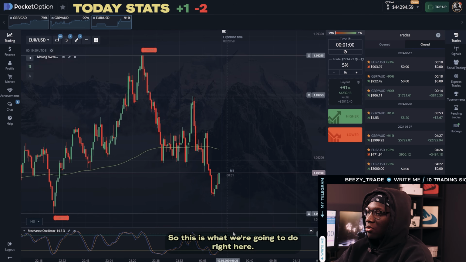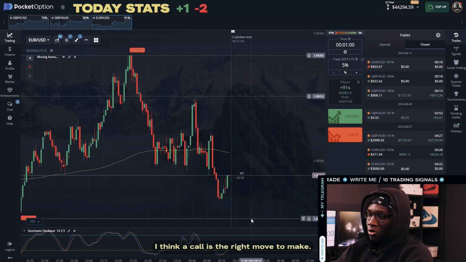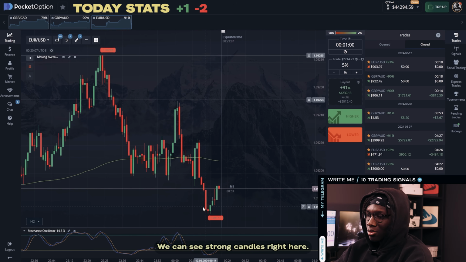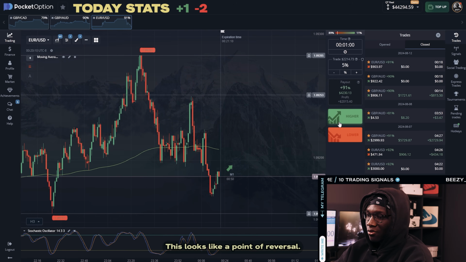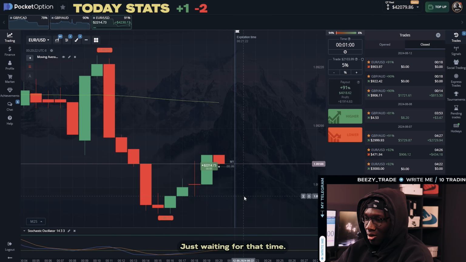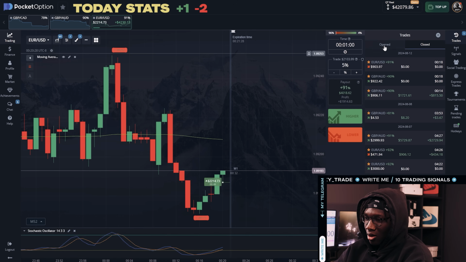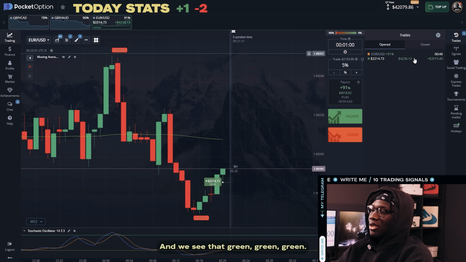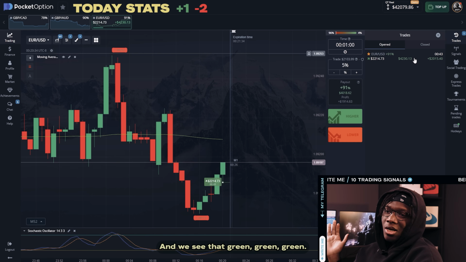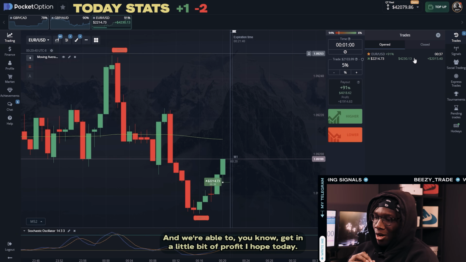All right, so this is what we're gonna do right here. I think a call is the right move to make. We can see strong candles right here. This looks like a point of reversal. So I'm just gonna try to snipe my way into a nice little call anywhere here. Just waiting for that time. Okay, I'm gonna enter a little bit earlier than I wanted to, but I'm just gonna hope that the price doesn't push past and we see that green, and we're able to get in a little bit of profit, I hope, for today.